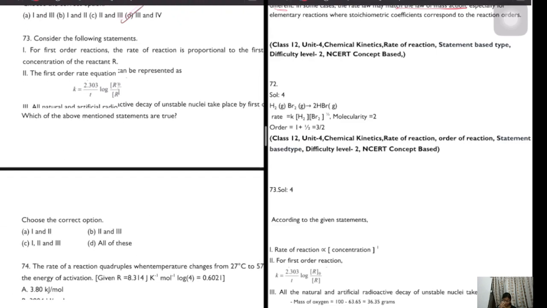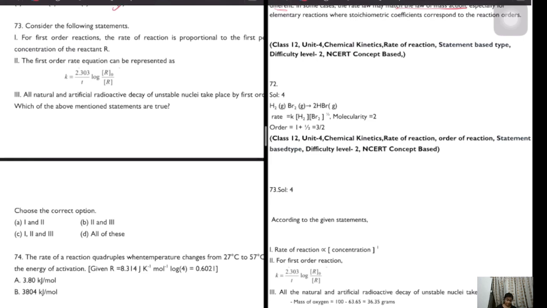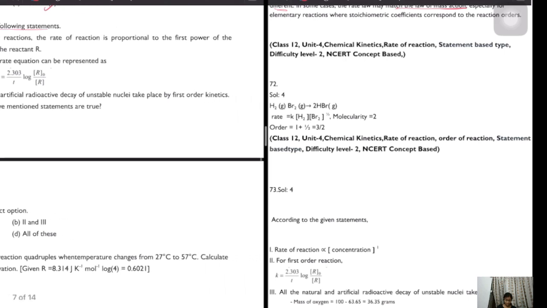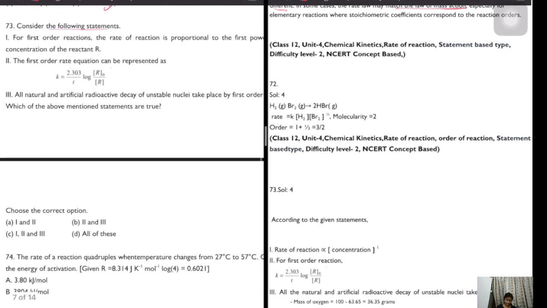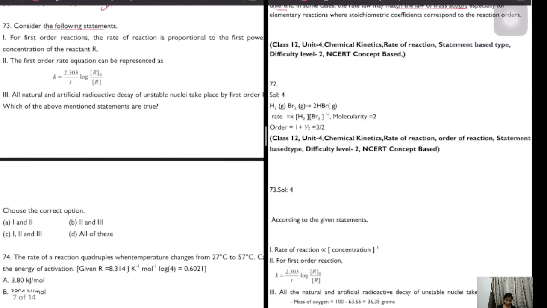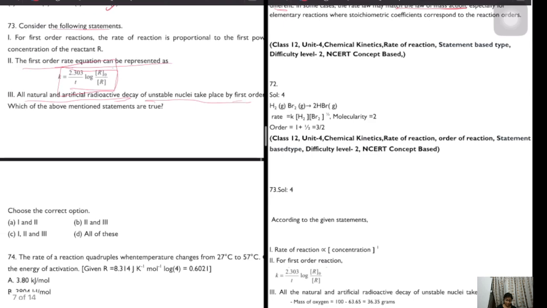Now, according to the next question, we have to consider the following statements and see which of the options is correct. The first statement says that in first order reactions, the rate of reaction is proportional to the first power of the concentration of the reactant. The first order rate equation can be represented as this. All the natural and artificial radioactive decay of unstable nuclei takes place by first order kinetics.